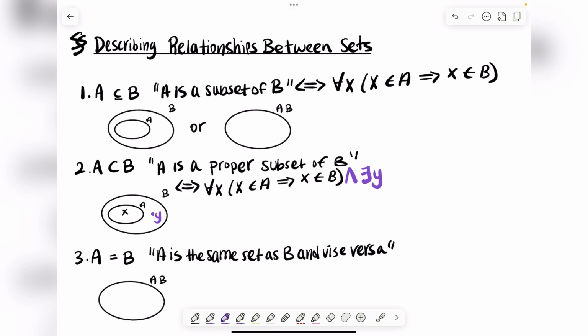So there must exist some element y such that y is an element of set B, but it is not an element of set A. So it will never be in A, and therefore A will never be the same as B because they won't have all the same elements.